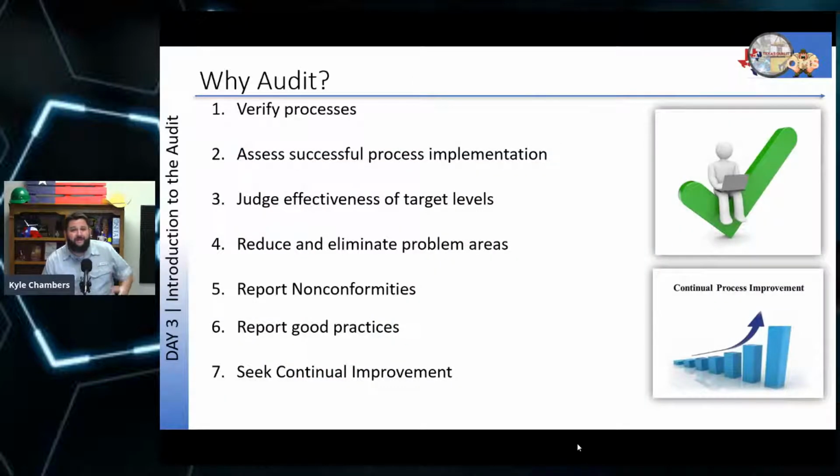So first, we really have to understand why in the world do we need to audit? Now, your first reaction is going to be, well, we have to. It's a requirement. Yes, this is true. But even then, the requirements vary greatly.